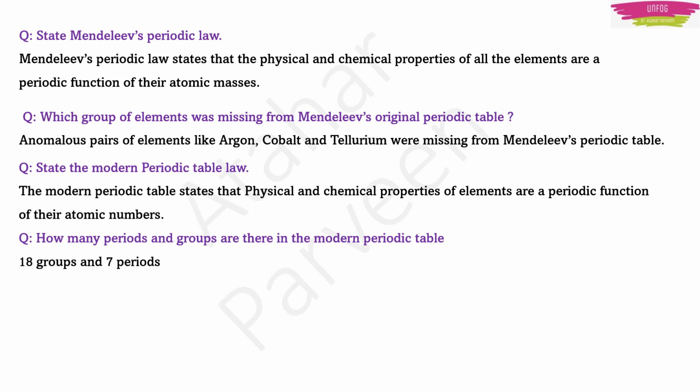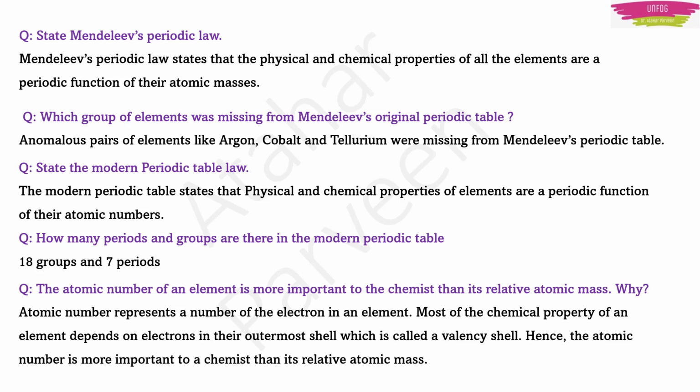Now, what is the difference between Mendeleev's periodic law and the modern periodic law? In Mendeleev's time, he was talking about atomic masses. The modern periodic table talks about atomic number. But then what is the difference between atomic mass and atomic number? Atomic mass will give you the total mass of the constituents inside the atom, that is electron, proton, neutron and all that. But atomic number will give you the number of electrons present in that atom, the number of protons present in that atom. So this type of question can be asked.